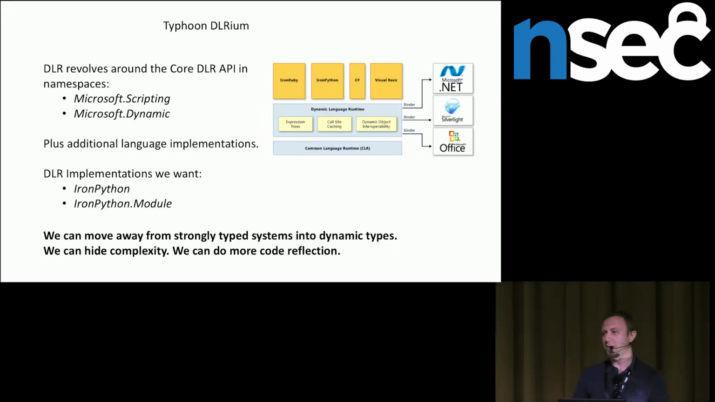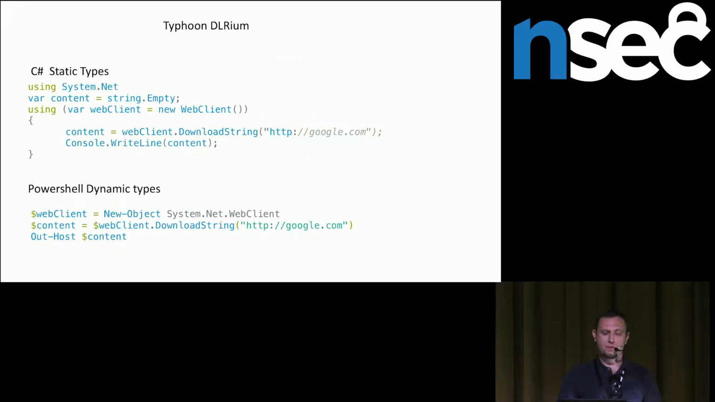For example, IronPython, right, or Ruby. In this case, we're going to be talking just about IronPython, but the rules stay either way, right? And so a pretty powerful thing because we can move away from strong type to dynamic, and we can actually do more code reflection. To us, code reflection means evasion. So in C Sharp, your static types, let me give you an example.